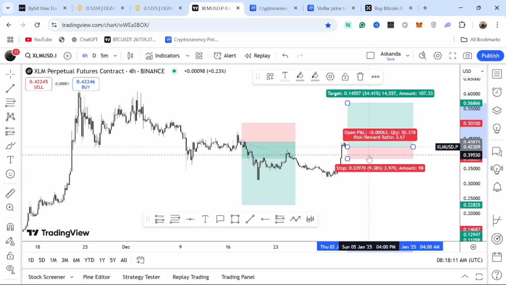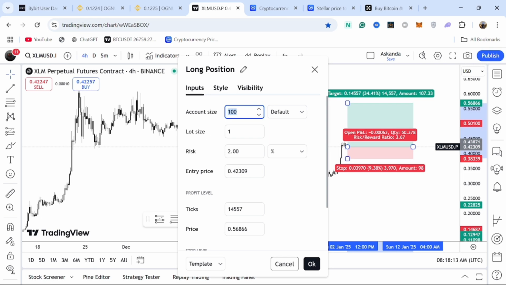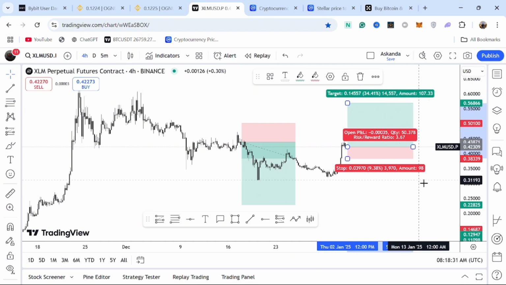Now the next thing is for me to just double click on the thing here. Then you enter the $100 capital that you have with a risk of 2%. Now you confirm. We have our take profit, which is where we want to exit the market if the trade is going well, and we have our stop loss where we want to exit the market if the trade is not going well. So I confirm here. Now I go back to my Binance again.